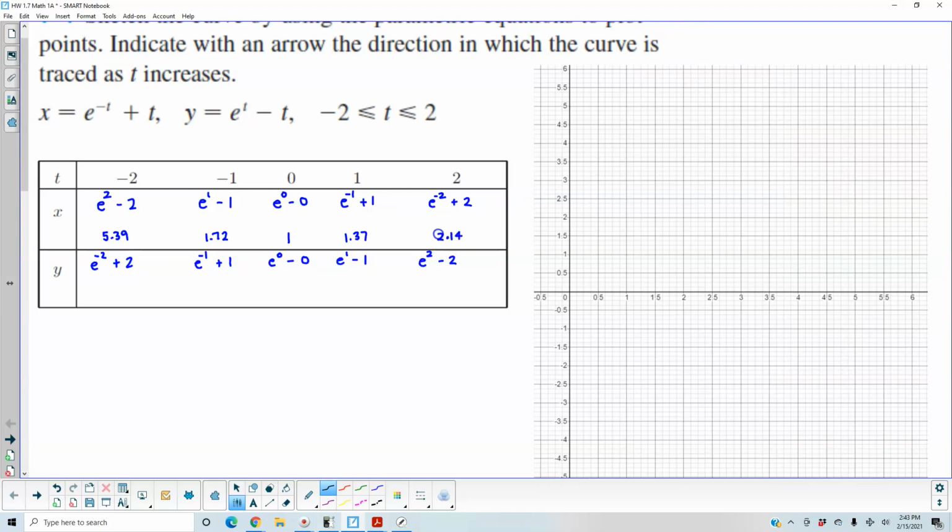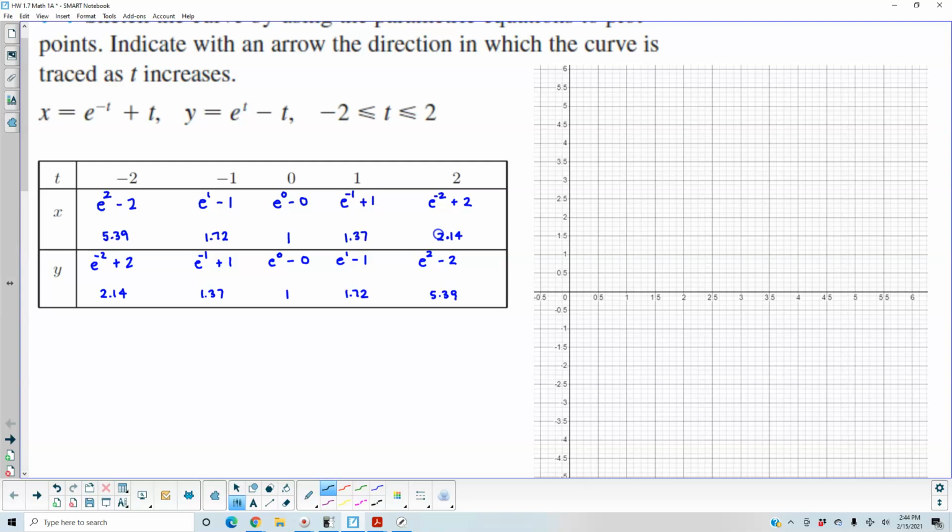So down here, e to the negative 2 plus 2 is the same as what we just solved, so that's 2.14. E to the negative 1 plus 1 on the top is 1.37. E to the 0 minus 0 is 1. E to the 1 minus 1 is 1.72. And e to the 2 minus 2 is 5.39.